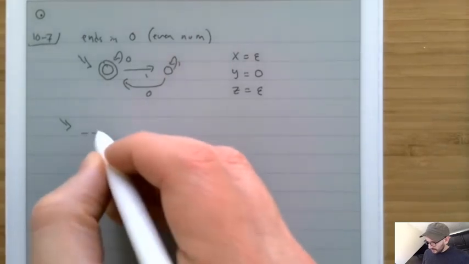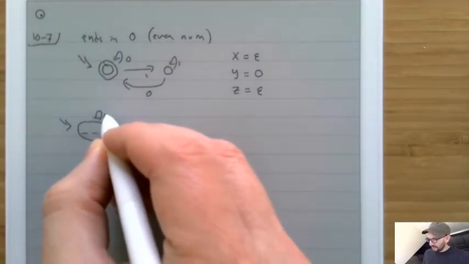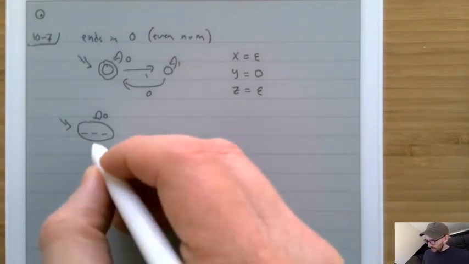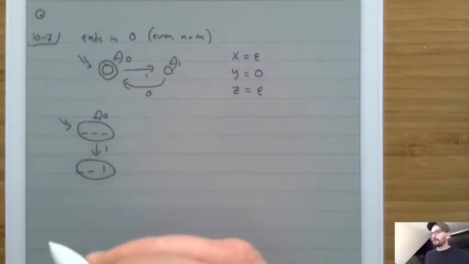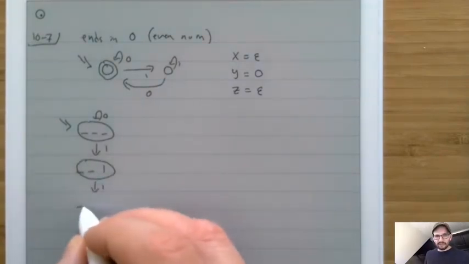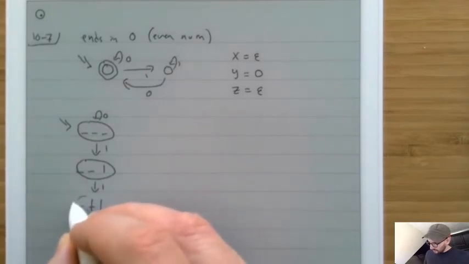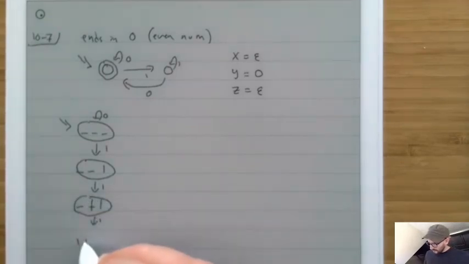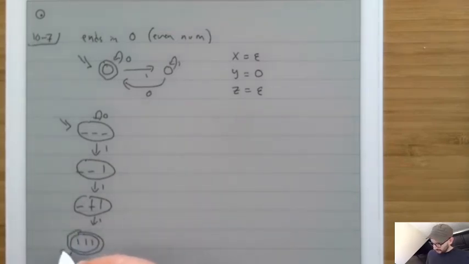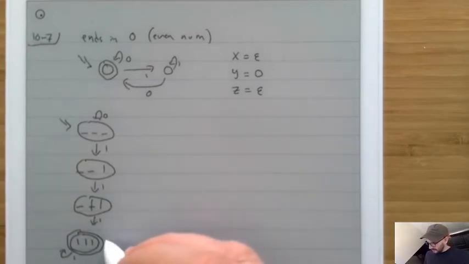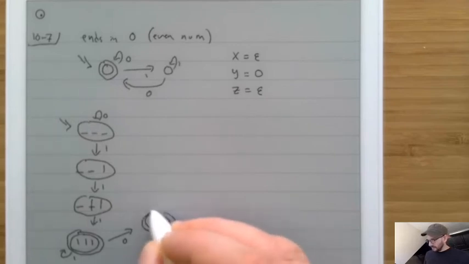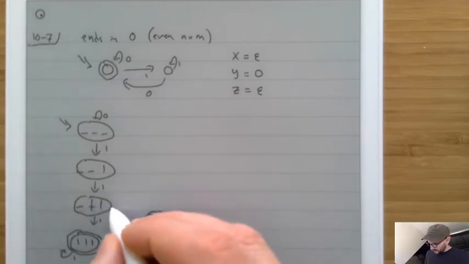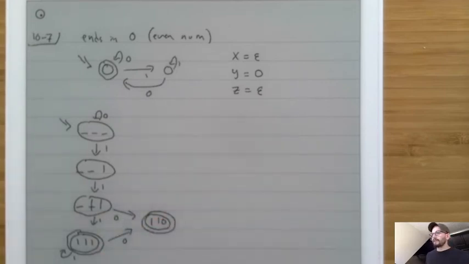So there was the blank. It had a loop on 0. If it saw a 1, it went down to 0, 0, 1. If there was a 1, it went down to 0, 1, 1. If there was a 1, it went down to 1, 1, 1. And then that was accepting. And then there was a loop here on 1. And then if there was a 0, we went to 1, 1, 0, which was accepting. If there was a 0, we went there.